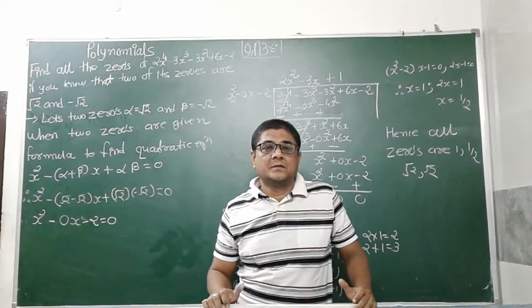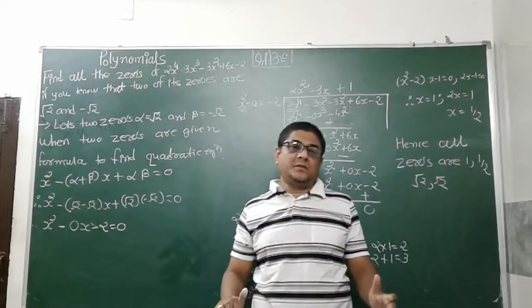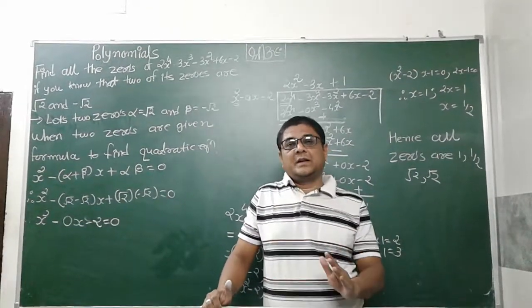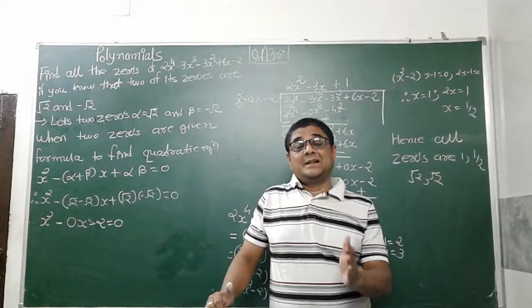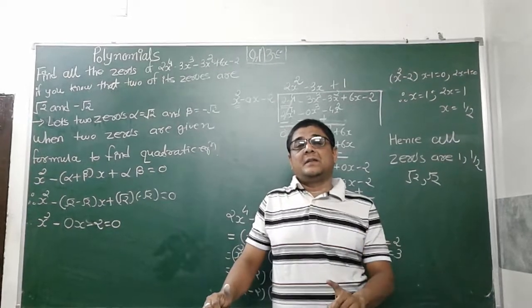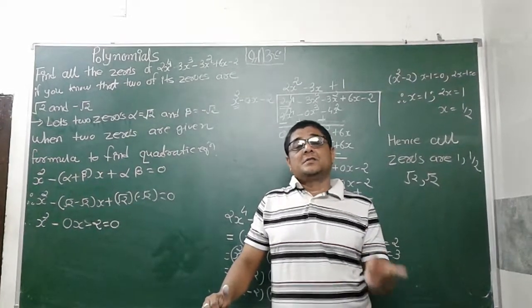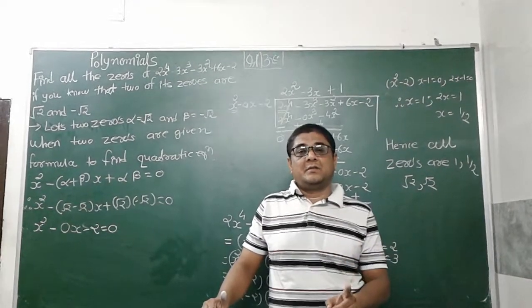Yes. So here we are going to use the relation between zeros and coefficients. When two zeros are given, how do we find the quadratic equation? It means the dividend is given, the divisor is not given, but instead of the divisor, two zeros are given. So we find the divisor with the help of a formula when two zeros are given.